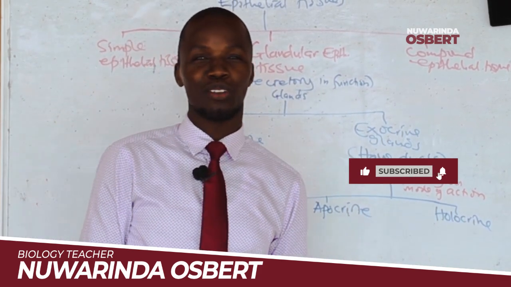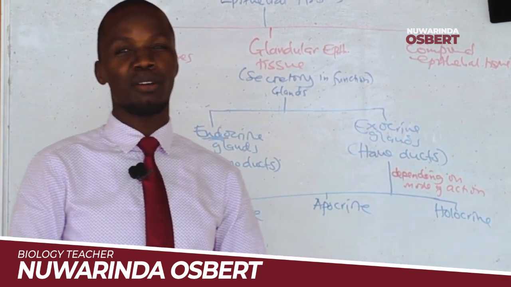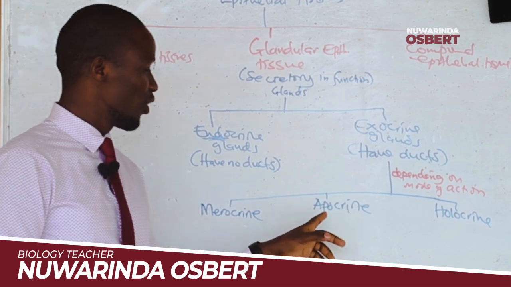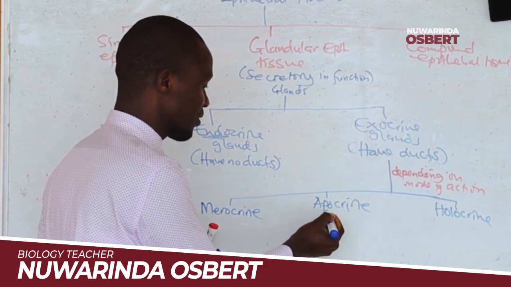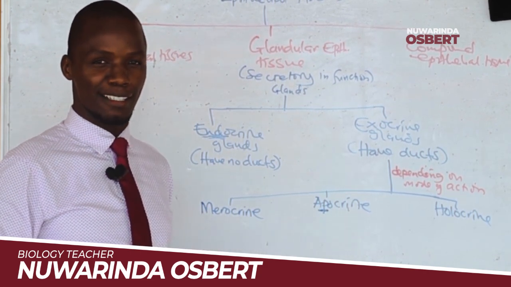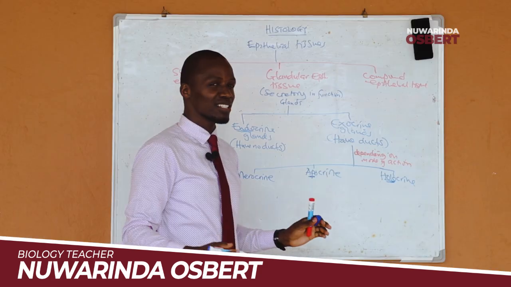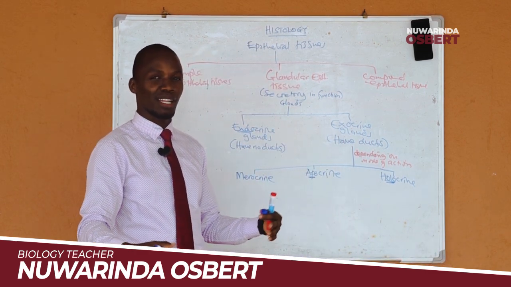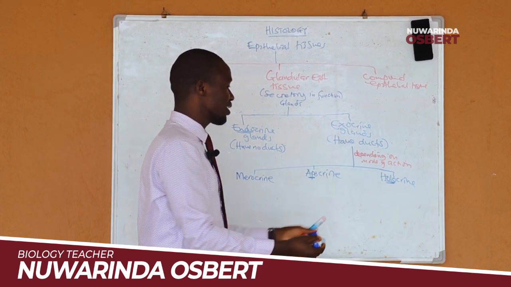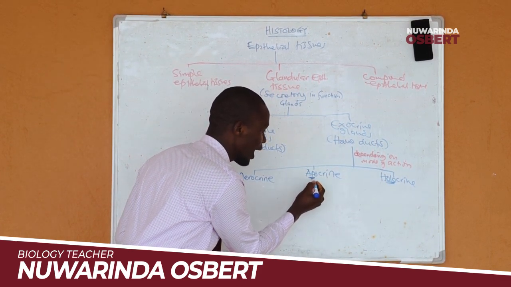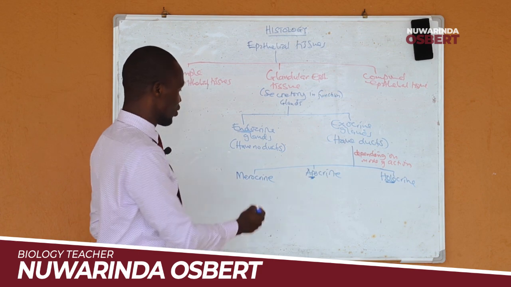There is a friend of mine I was sharing this with, and he told me, teacher, the best way I remember these things is this: apocrine has something to do with a part. Apo, part. And when it comes to holocrine, holo means the whole. That is how he easily remembers what each of these is all about. Apo, part; holo, the whole. And then I was like, now what about this one here?